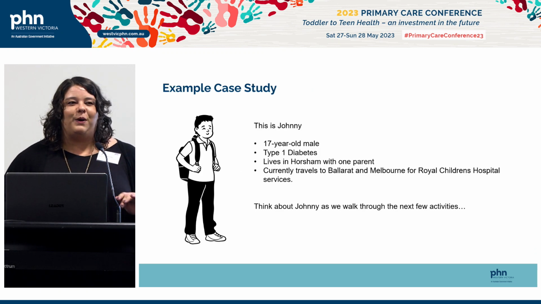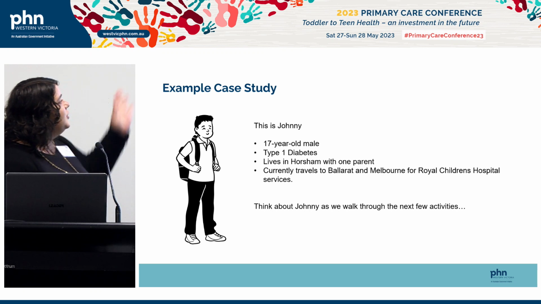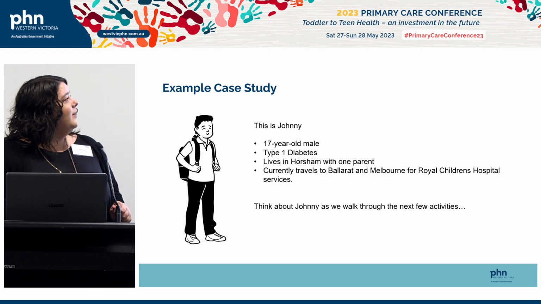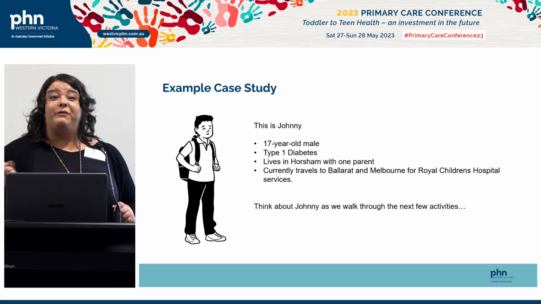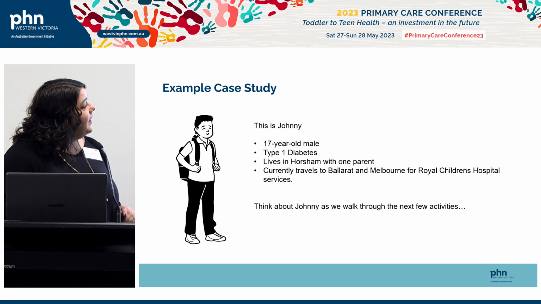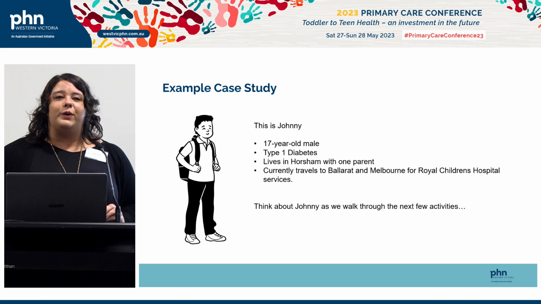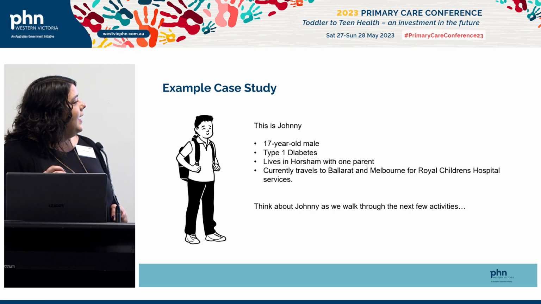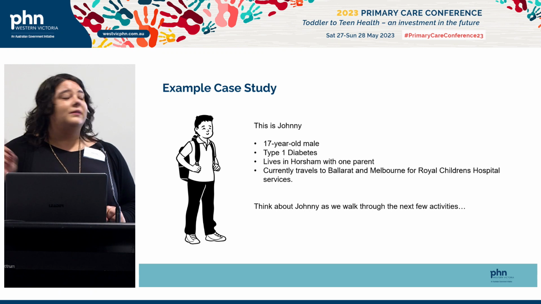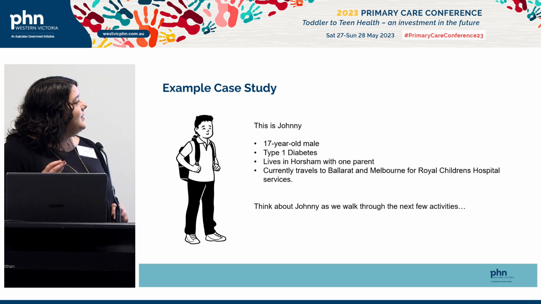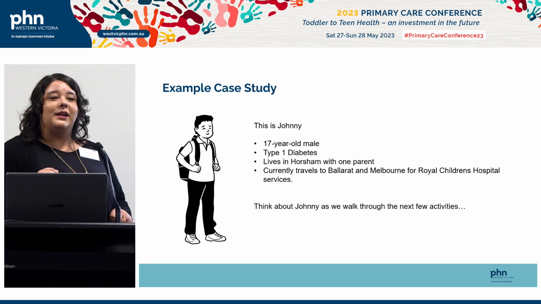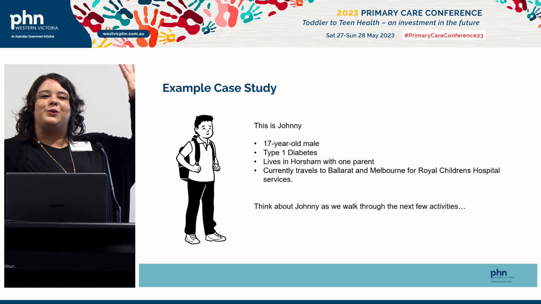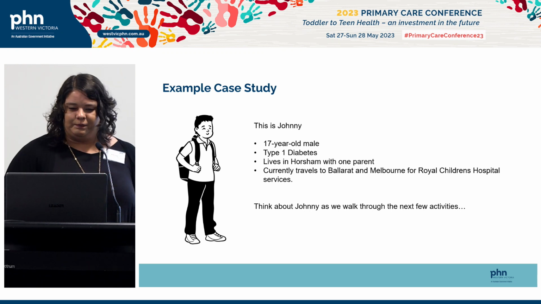So before I jump into Polar, I thought I'd introduce this guy, Johnny. Johnny's a 17-year-old male who has type 1 diabetes. He lives in Horsham, but he could also live in Port Fairy. He could live in any other rural city we've got. And he currently travels to Ballarat or Melbourne for Royal Children's Hospital services. He lives with one parent at home, and I'm going to keep referring back to Johnny throughout the demonstration so you can think about how these exciting digital tools might actually have an impact on a patient.